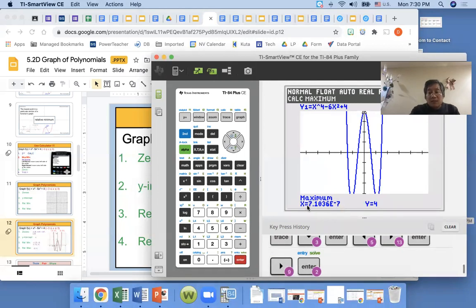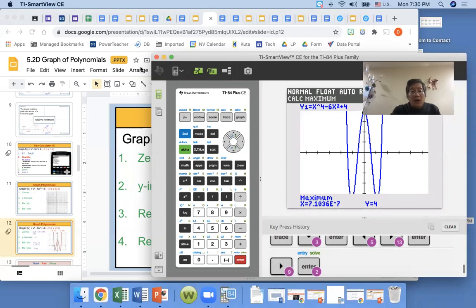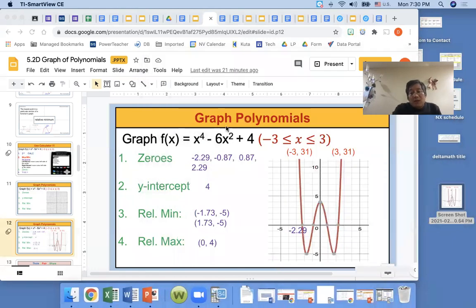So this is x is 0, right? Here x is 0 actually. And what is the y value? y equals 4. So x is 0, y is 4. That's the relative maximum. All right. Then we are done. So you got all the necessary points, right?